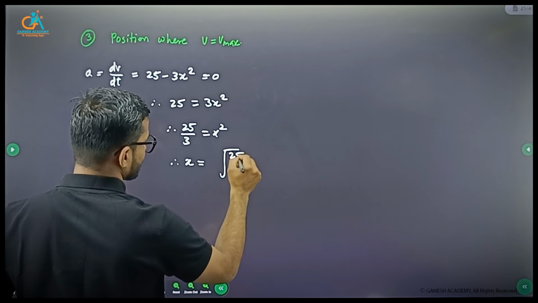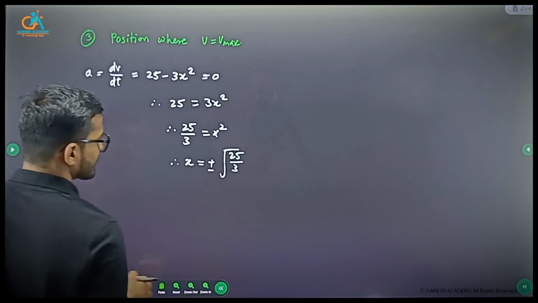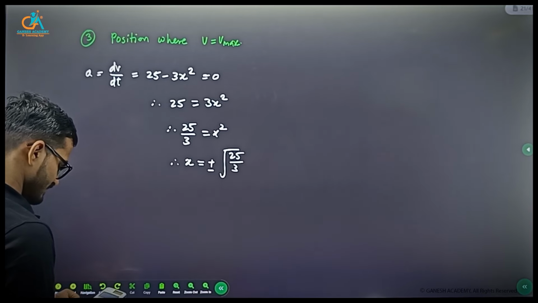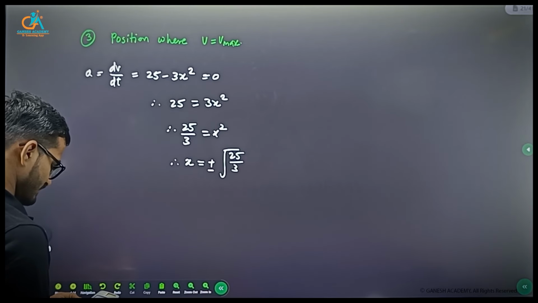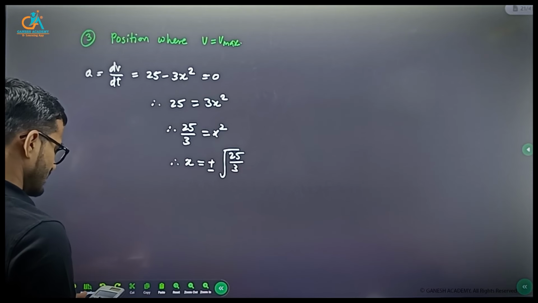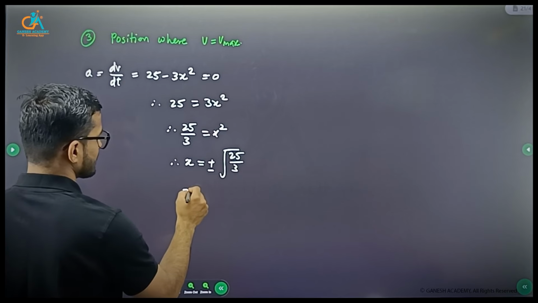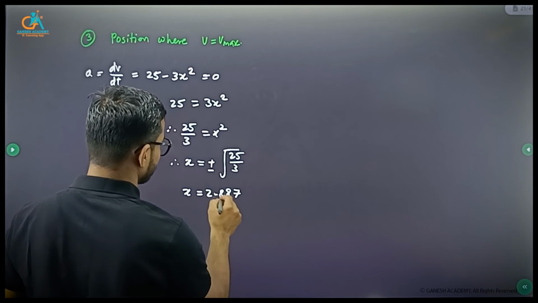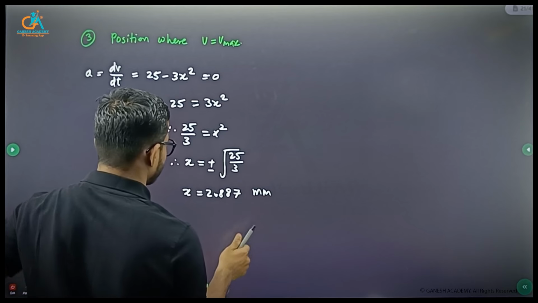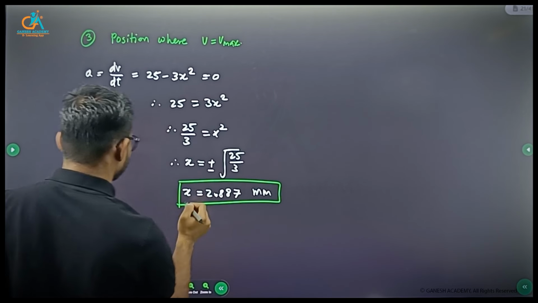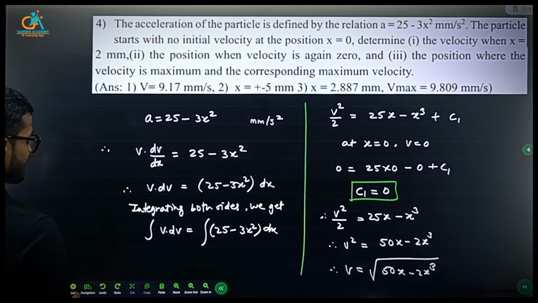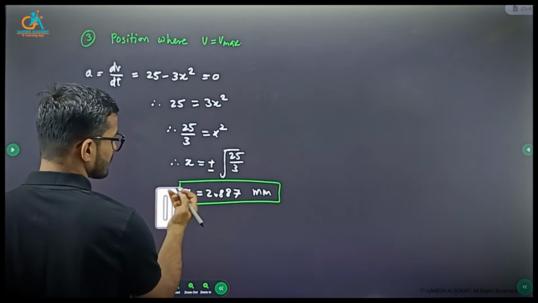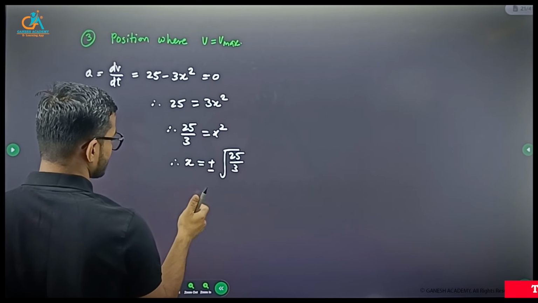Plus minus under root of 25 divided by 3, which is 2.887. So plus minus we can say, we have two values, 2.887.